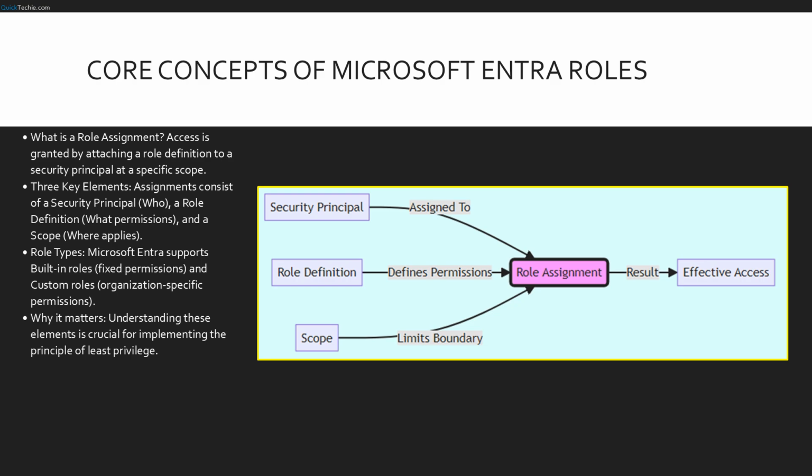As you see in the first bullet, a role assignment isn't just a label, it is a resource that attaches a specific definition to a user or principal at a specific scope. Look at the second point. Effective permissions are always a combination of three things. Who is the security principal? What actions are listed in the role definition? And critically, at what scope, tenant or specific resource, does this apply?